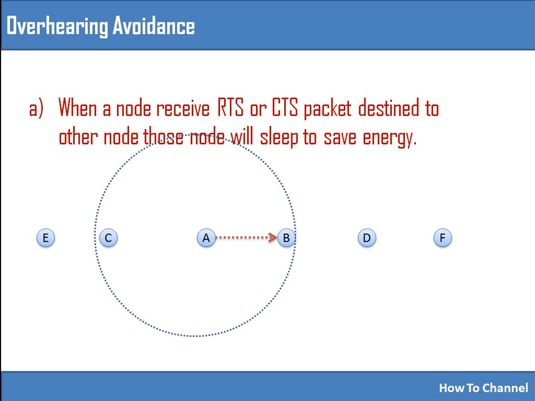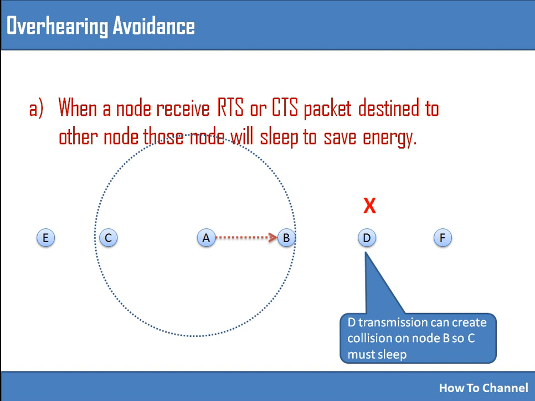So let's see how this overhearing problem is solved. We are assuming that node A wants to send some data to node B. So node A first sends an RTS packet. When node A sends the RTS packet, that packet is also received by node C. And when node C receives that RTS packet, C will have an idea that this packet is coming from A, and by looking at the details of that packet, C would know that node A wants to communicate with node B for a particular duration. So for that duration, node C will sleep, and hence node C will save its energy as well.